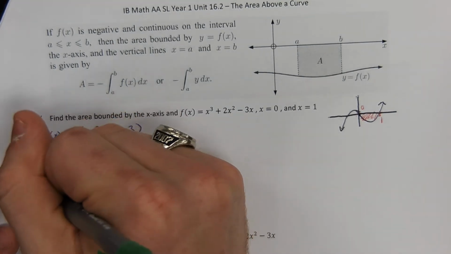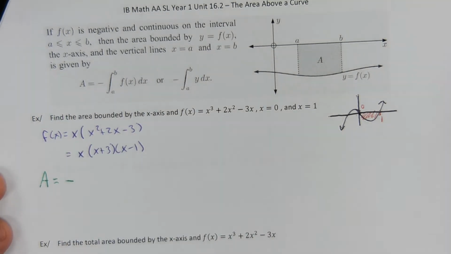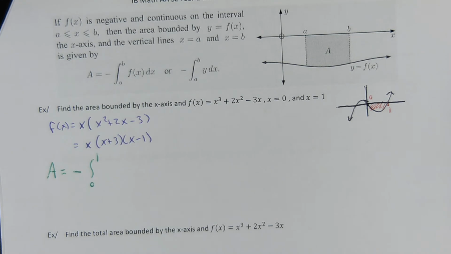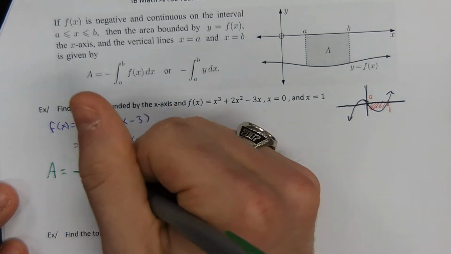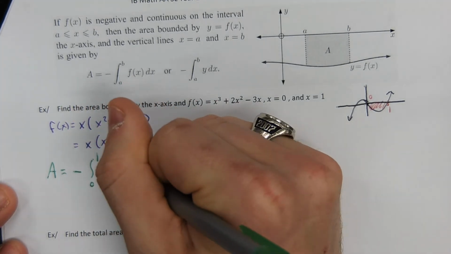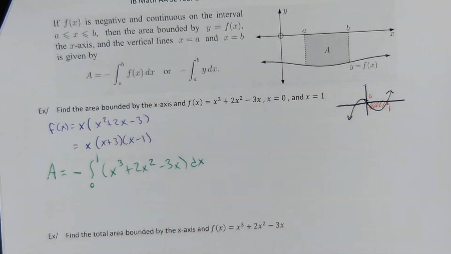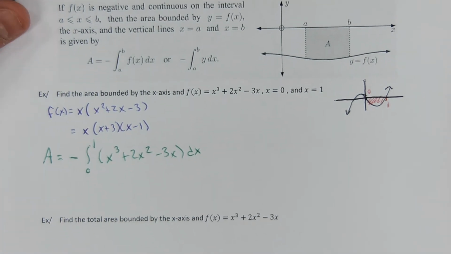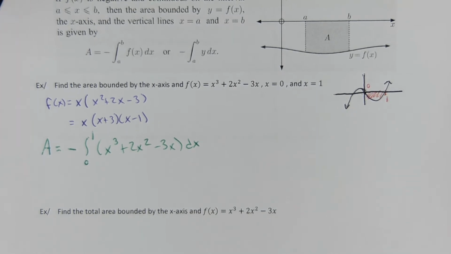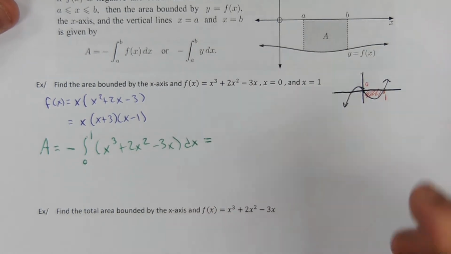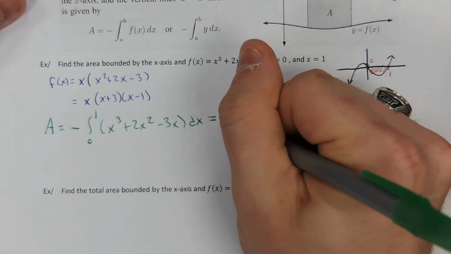So our area will be equal to negative integral from 0 to 1, or I could have said positive integral from 1 to 0. Remember, I could have switched the limits of integration of f of x, so x to the third plus 2x squared minus 3x quantity dx. Because I didn't leave enough space, I'm going to have to do something I dislike, and that is do math horizontally. I'm sorry. It's so odd, but I didn't leave myself enough space, so we're just going to have to go with it. It gives us negative.